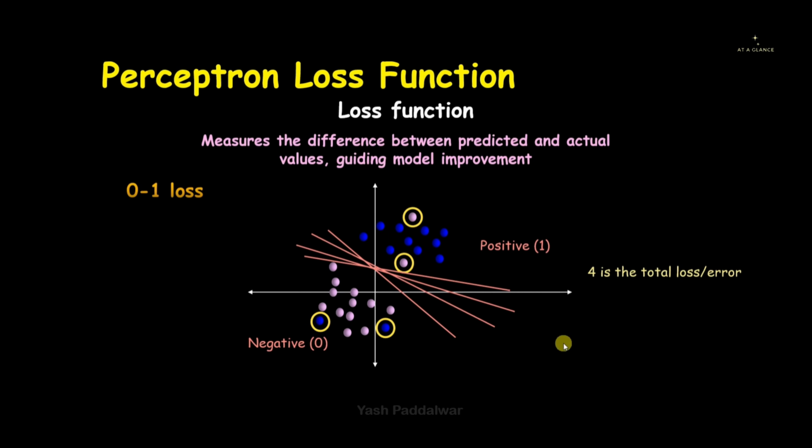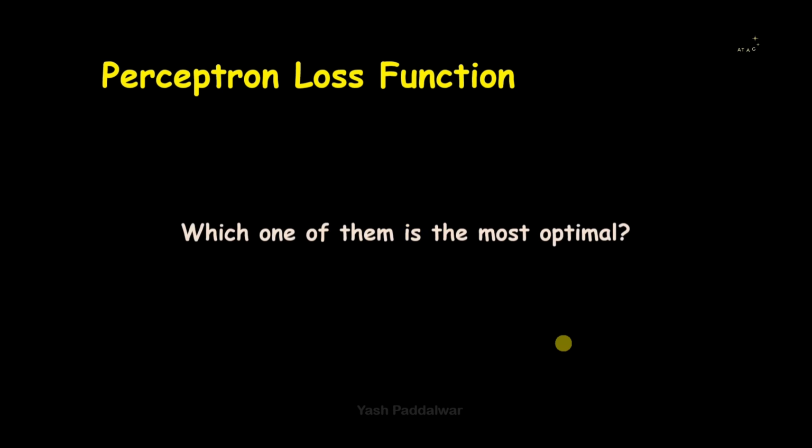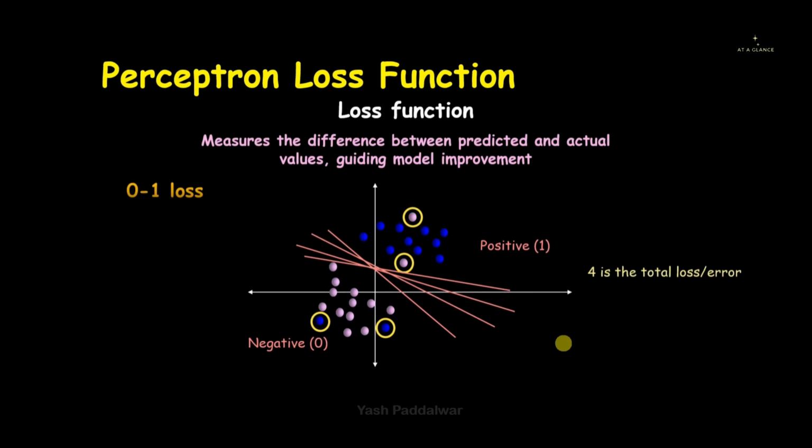So do you think that this particular 0-1 loss technique is anyhow going to help us find the most optimal classifier which will classify these two classes with the minimum possible loss? Obviously not, because every time we change the classifier, you can see that the total loss remains the same. This is not going to help us find the most optimal classifier, and that is why in Perceptron we cannot use 0-1 loss as the technique to optimize the classifier.